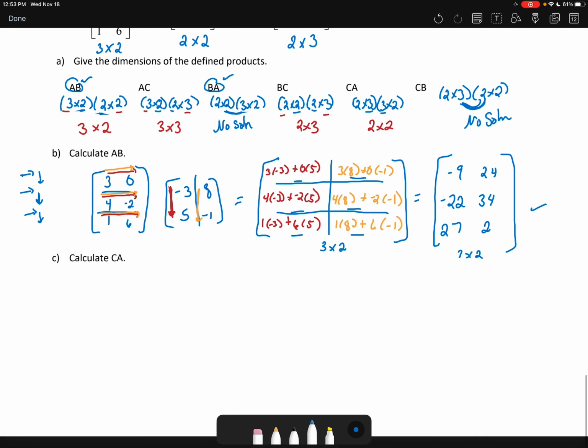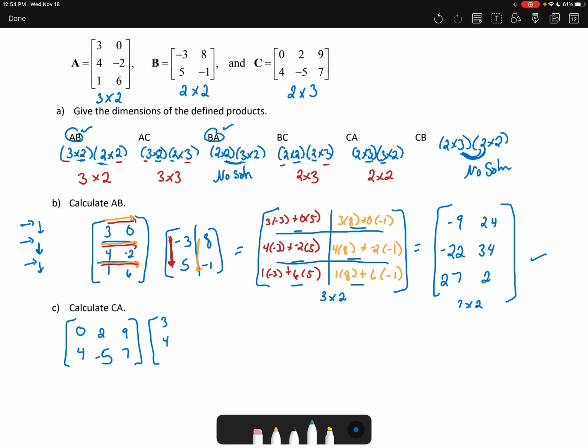Okay, now lastly, we want to multiply C by A. So I'm going to write those two down. C, first column is 0, 4. Second column is 2, negative 5. And third column is 9, 7. And we're multiplying that by A, which is first column 3, 4, 1. Second column 0, negative 2, 6.